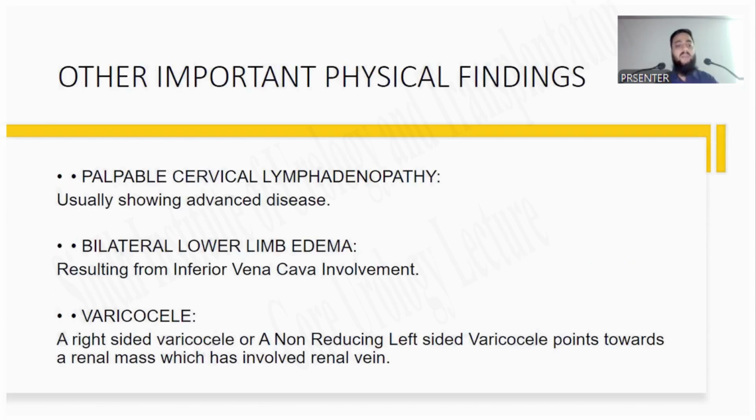Other important physical findings include palpable cervical lymphadenopathy, usually showing advanced disease, and bilateral lower limb edema, usually resulting from inferior vena cava involvement. A right-sided varicocele and a non-reducible left-sided varicocele point towards a renal mass which has involved the renal vein.